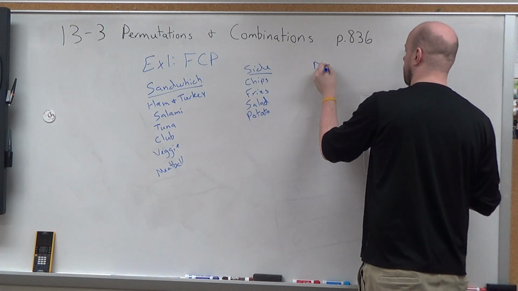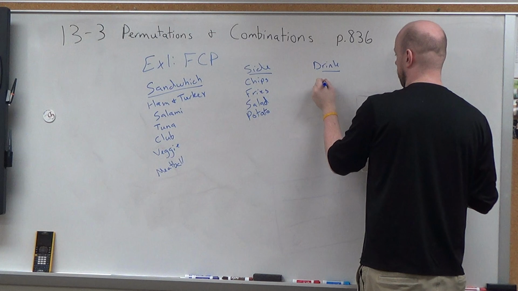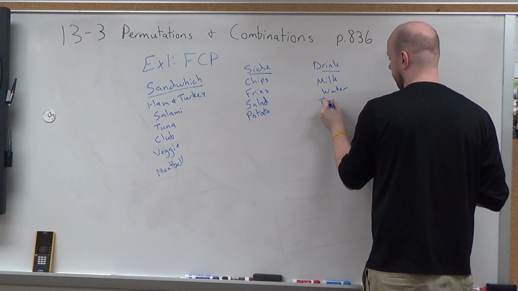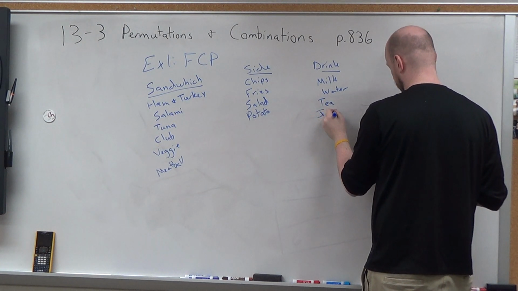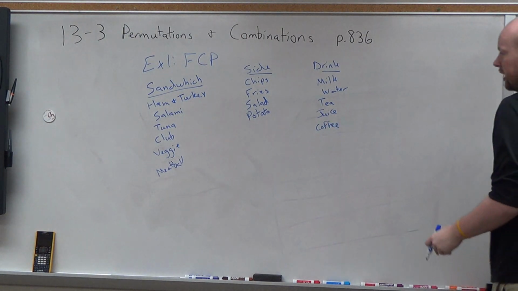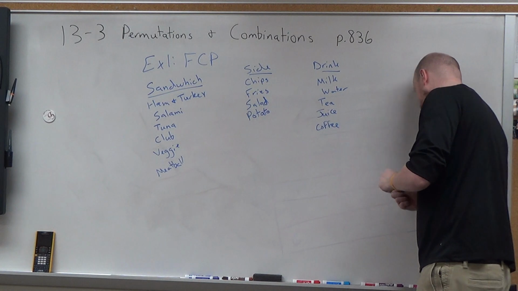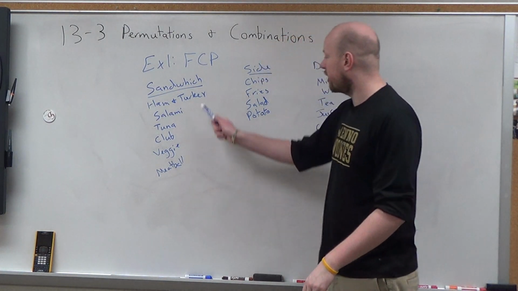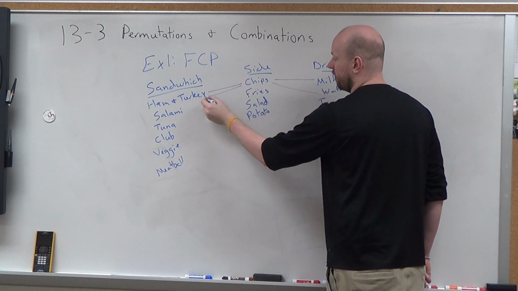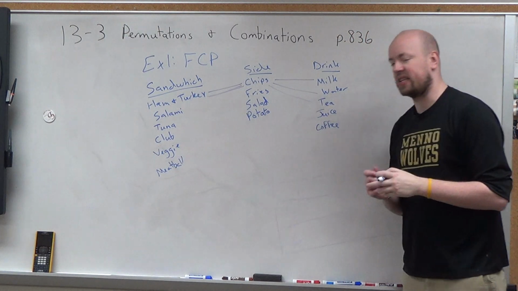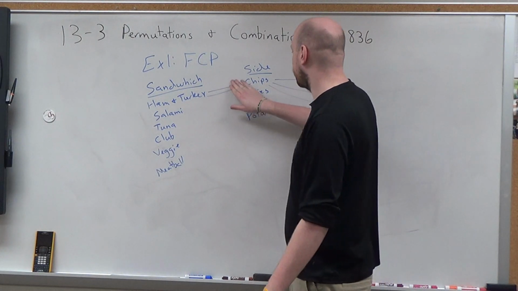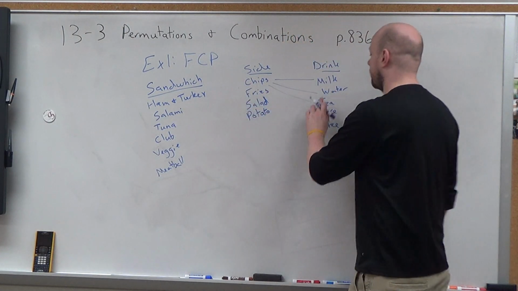And then for a drink, we could get milk, water, tea, juice, or coffee. Okay. Let's say those are our options. Well, we could just physically map the whole way. We could go one path, 2 paths, 3 paths, and count them up all that way. That sounds like a pain in the butt. That's why the fundamental counting principle is so good. Instead of having to physically draw out the paths and count them, we just do our multiplication rules.